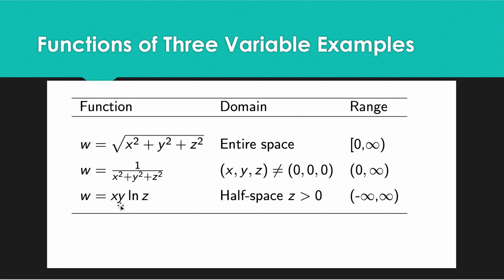And the range, I can get negative numbers out of a natural log. So if I was looking at the range of natural log x, that would be negative infinity to infinity. It doesn't change based on having more variables.